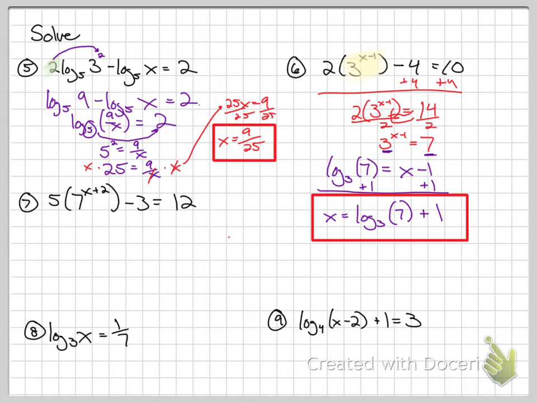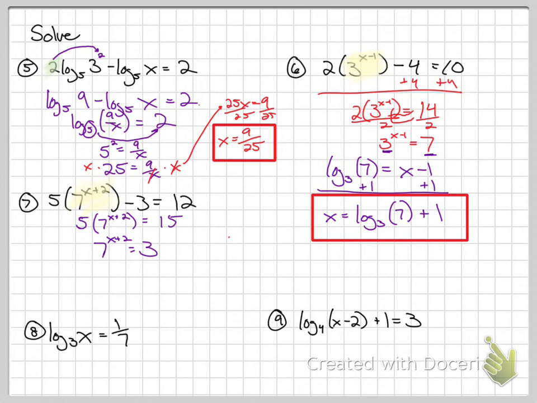So let's try number 7. Get the 7 to the x plus 2 alone. So add 3. I'm not going to show every step. Add 3. And you get 15. Divide by 5. And you get 3. So once you get it alone, change it to a logarithm problem.